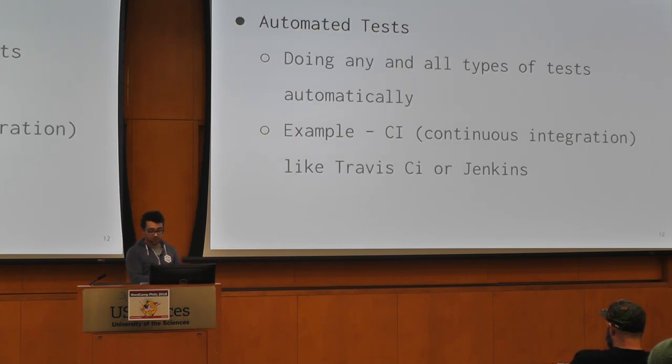Automated testing, also covered by the previous talk. Doing any and all types of testing automatically, that's basically all it means. People use Travis CI or Jenkins. The previous talk used Circle CI, which is another great tool.